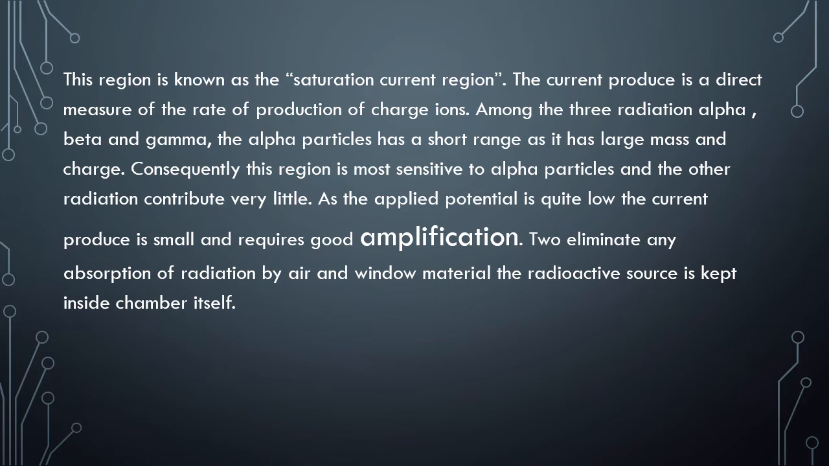Among all three radiations, alpha, beta and gamma, the alpha particle has a short range as it has large mass and charge. Consequently, this region is most sensitive to alpha particles and the other radiations contribute very little. As the applied potential is quite low, the current produced is small and requires good amplification. To eliminate any absorption of radiation by air and window material, the radioactive source is kept inside the chamber itself.